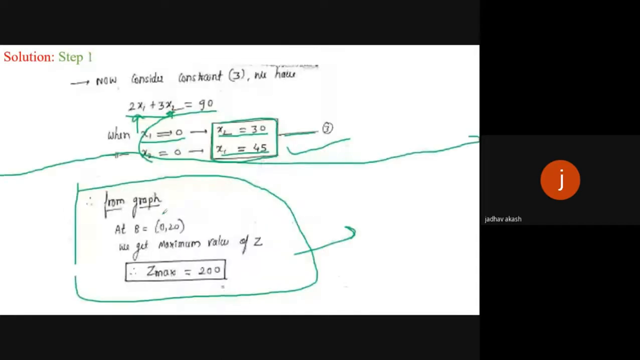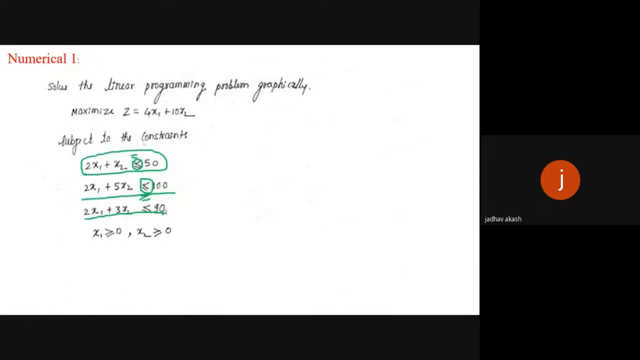And with that, if you check out here, some arrows are shown pointing towards origin. See here. Now, why have we shown arrows pointing towards origin for this first constraint line? For that, what we have to check is, in the given constraint, what was the sign of the constraint? It was less than equal to.